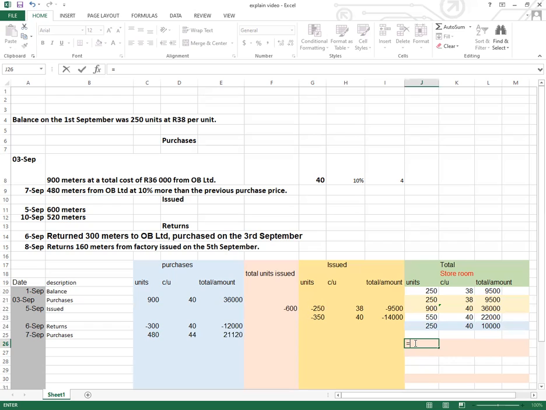Okay. First in, first out method. We're going to bring this down. Some of you struggle to calculate the 44 rand. Now I hope now you understand. If they say it's going to decrease by 10%, which means you are going to minus with 4 rand, ne?